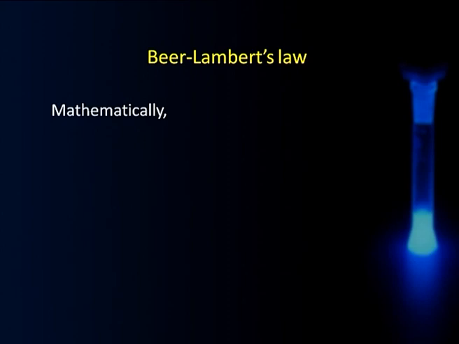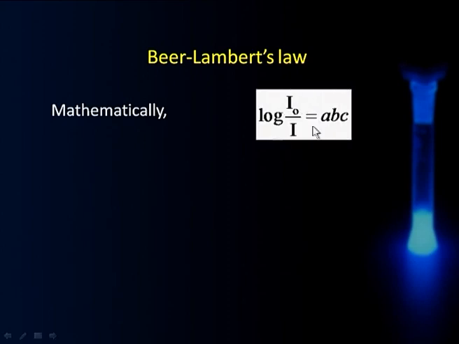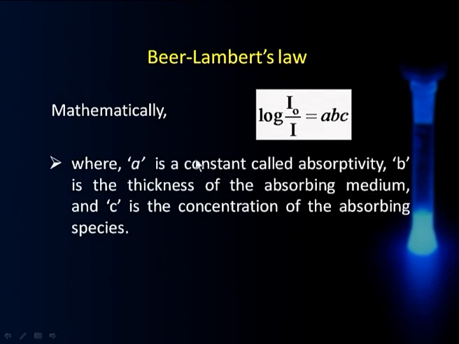Now we know about the Lambert's law, we now know about the Beer's law. Now suppose I combine the two laws, what do I get? I can just give the mathematical expression which reads as follows: log I naught by I is equal to ABC. It is very simple to remember, but it is very important to understand the meaning of each one of these terms. A is a constant, called absorptivity.